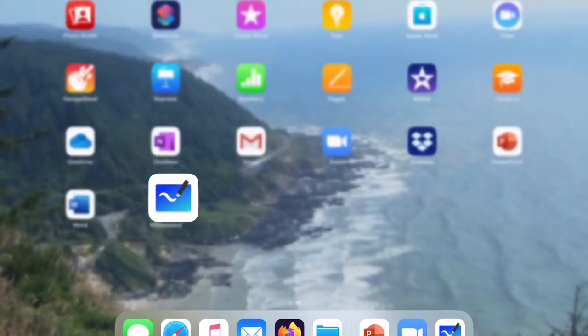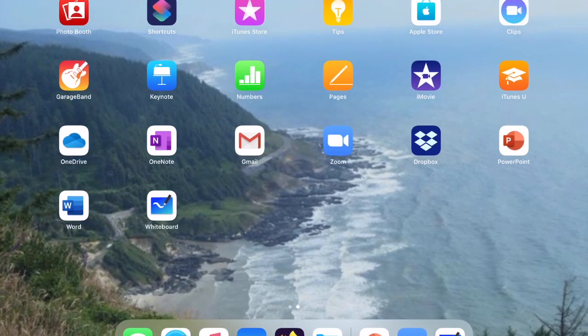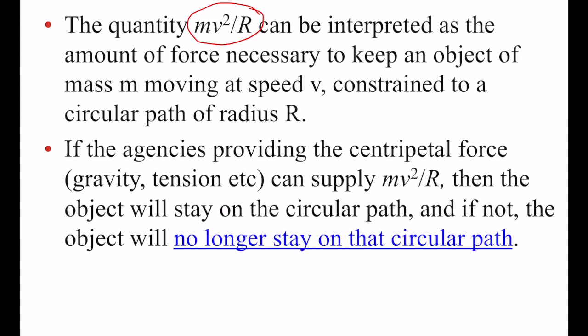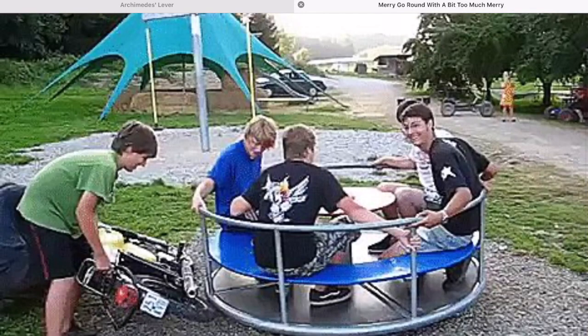Okay. All right. So I have a nice illustration of that over here. So that's what I explained in this bullet point, the second bullet point here. If the agency providing the centripetal force can supply mv square over r newtons, then the object will stay on the circular path. And if not, the object will no longer stay on that circular path. And I just wanted you to watch this video.